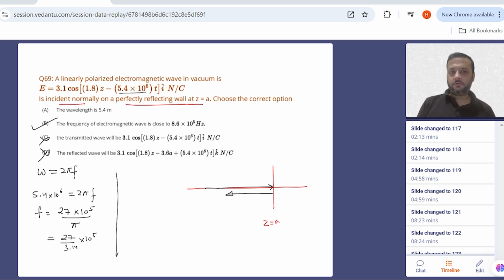Let's check option A also, although it will be wrong. The wavelength can be found using the value of k, which is the coefficient of Z. So k is 1.8, and we know that k is 2 pi by lambda in a wave. So lambda will be 2 pi upon 1.8, which becomes pi upon 0.9. Clearly this is not equal to 5.4, so option A is also wrong.